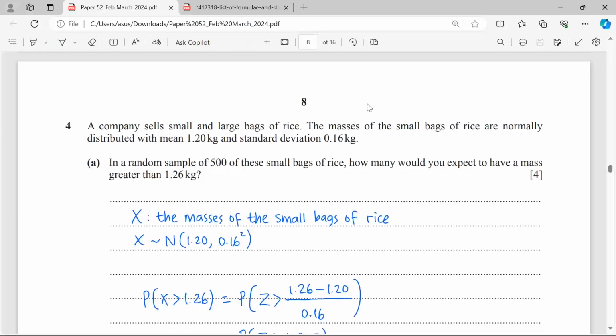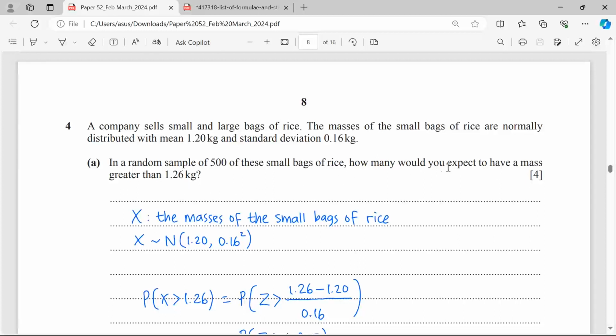Now question number 4. A company sells small and large bags of rice. The masses of the small bags of rice are normally distributed with mean 1.20 kg and standard deviation 0.16 kg. Part A. In a random sample of 500 of these small bags of rice, how many would you expect to have a mass greater than 1.26 kilogram?